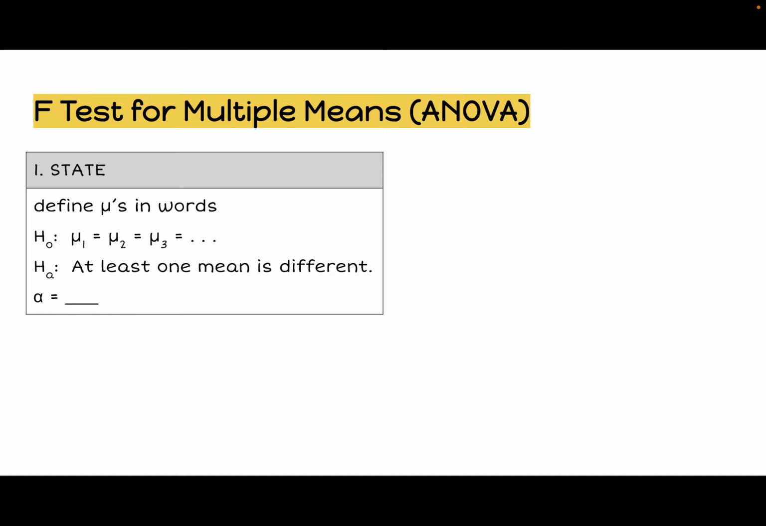The first step in ANOVA is our state step. We define the means in words. We identify our hypotheses. We identify our level of significance. Just like that test for the correlation coefficient, for ANOVA, the hypotheses are always going to look the same. The null is a statement of equality, mean 1 equals mean 2 equals mean 3, and you can write that with symbols like I did here, or you can write it with words. All of the means are equal. And then the alternative is always at least one mean is different.